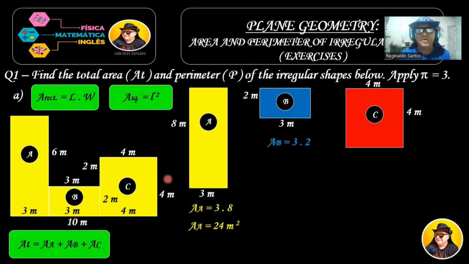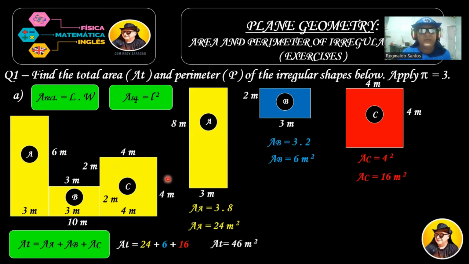Let's see the area of figure B: 3 times 2. So the area of B is 6 meters squared. And the area of figure C is 4 squared. Remember that figure C is a square. So 4 squared is 4 times 4, that is 16 meters squared. Easily we can see that the total area is going to be 24 plus 6 plus 16, which gives us 46. So the total area is 46 meters squared.